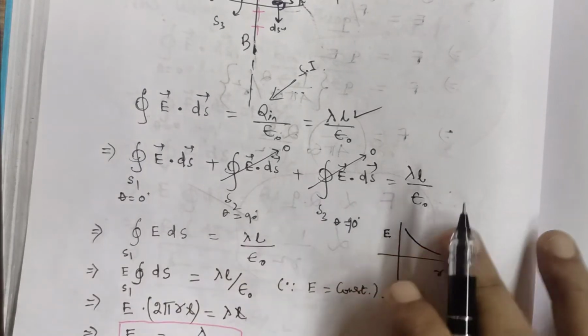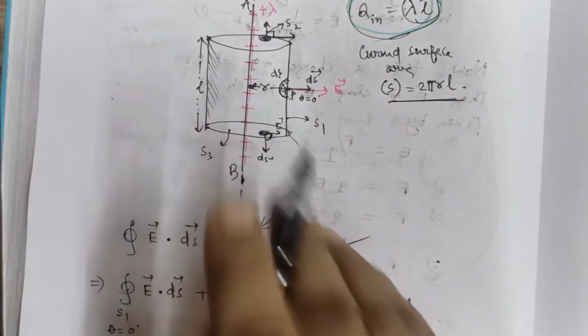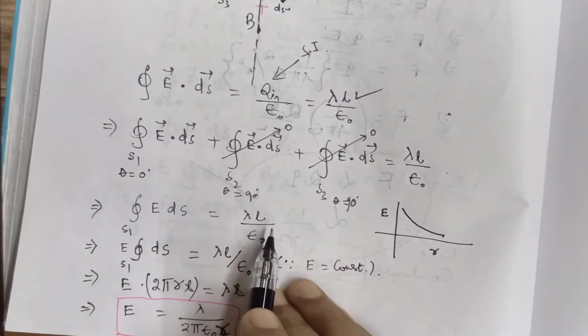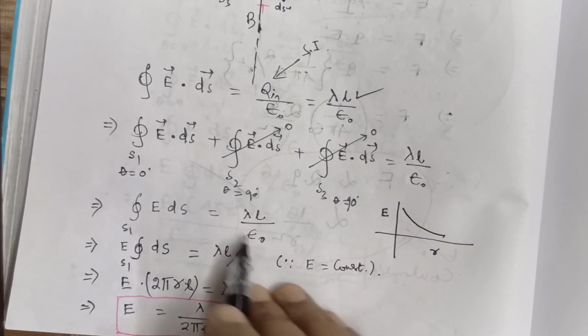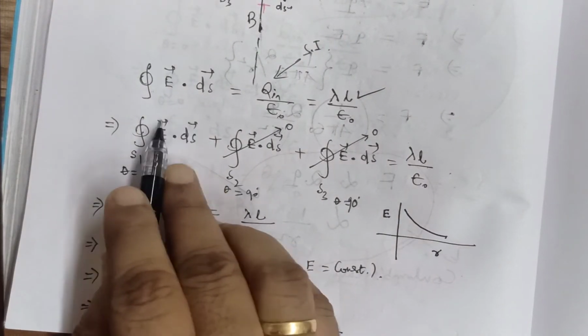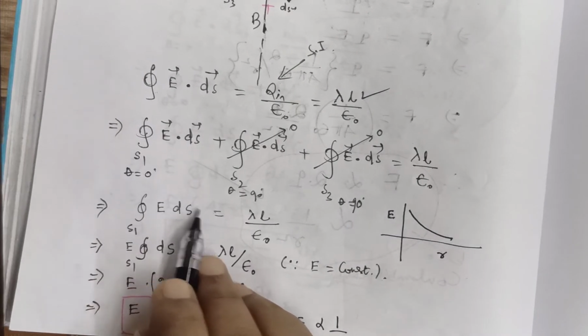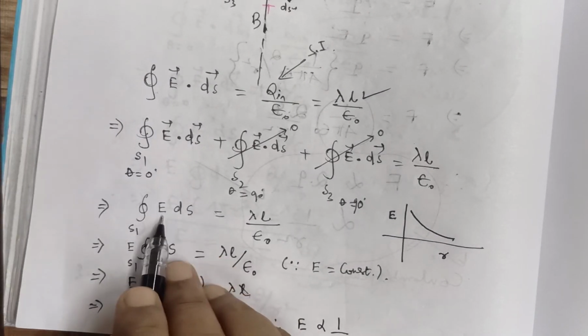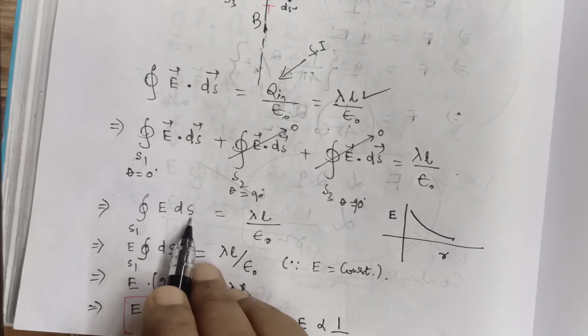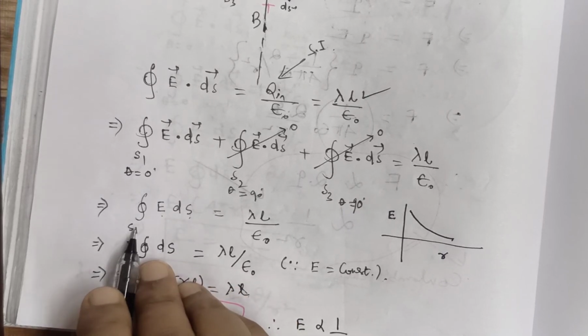E dot ds, only we have to integrate over the curved surface S1, and the right hand side is lambda L by epsilon 0. As theta is equal to 0, the vector part is taken out. E ds cos 0, and cos 0 is equal to 1. That's why it is written as E ds, and surface S1 is here.